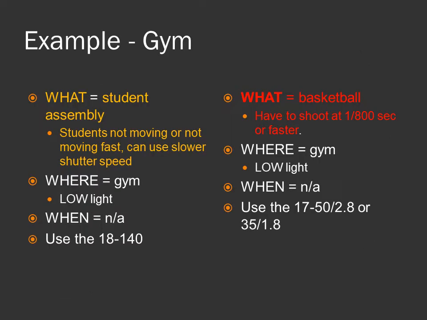Next is the gym: student assembly and basketball. Where and when are the same. It's in the gym. Now, what is different? Student assembly: students are not moving or not moving very fast, so you can use a slower shutter speed and a slower lens. Basketball: you have to shoot at 1/800th of a second or faster. To do that, you need a faster lens, like the 17-50 2.8 or a 35 1.8.